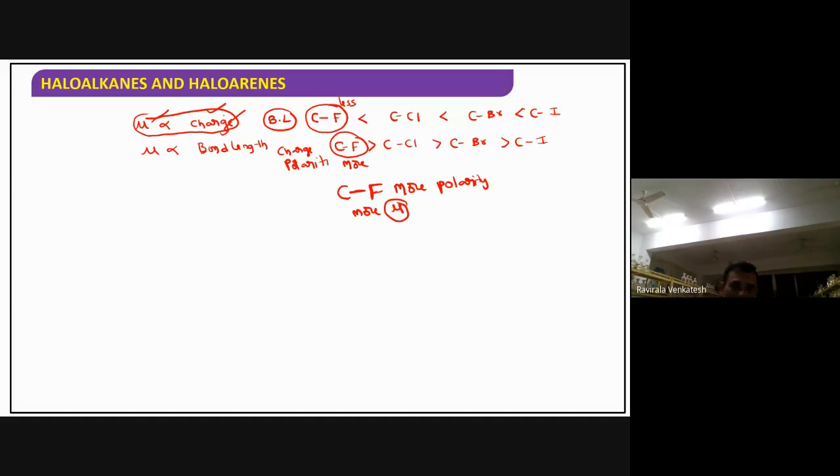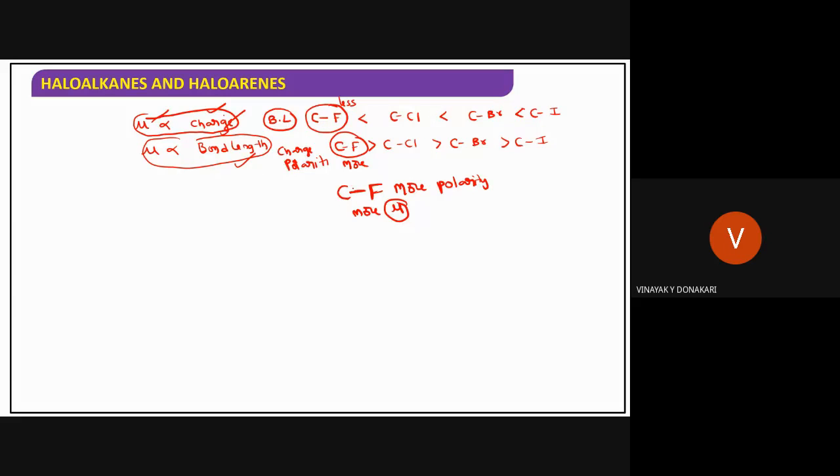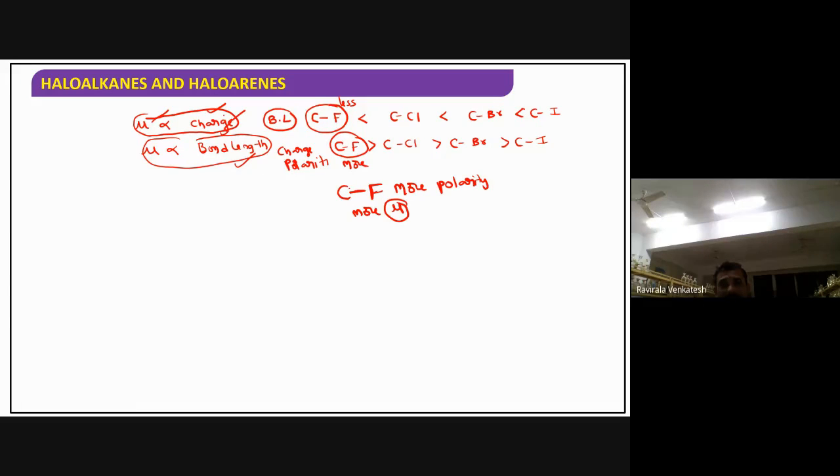Okay, but if you observe the second thing, more bond length means more dipole moment, isn't it? If you have more bond length, more dipole. According to the bond length concept, which is having more dipole moment? C-I. In the case of C-I, of course, you are having more bond length. Definitely you should have more dipole moment. Mu means dipole moment. But what happened here?